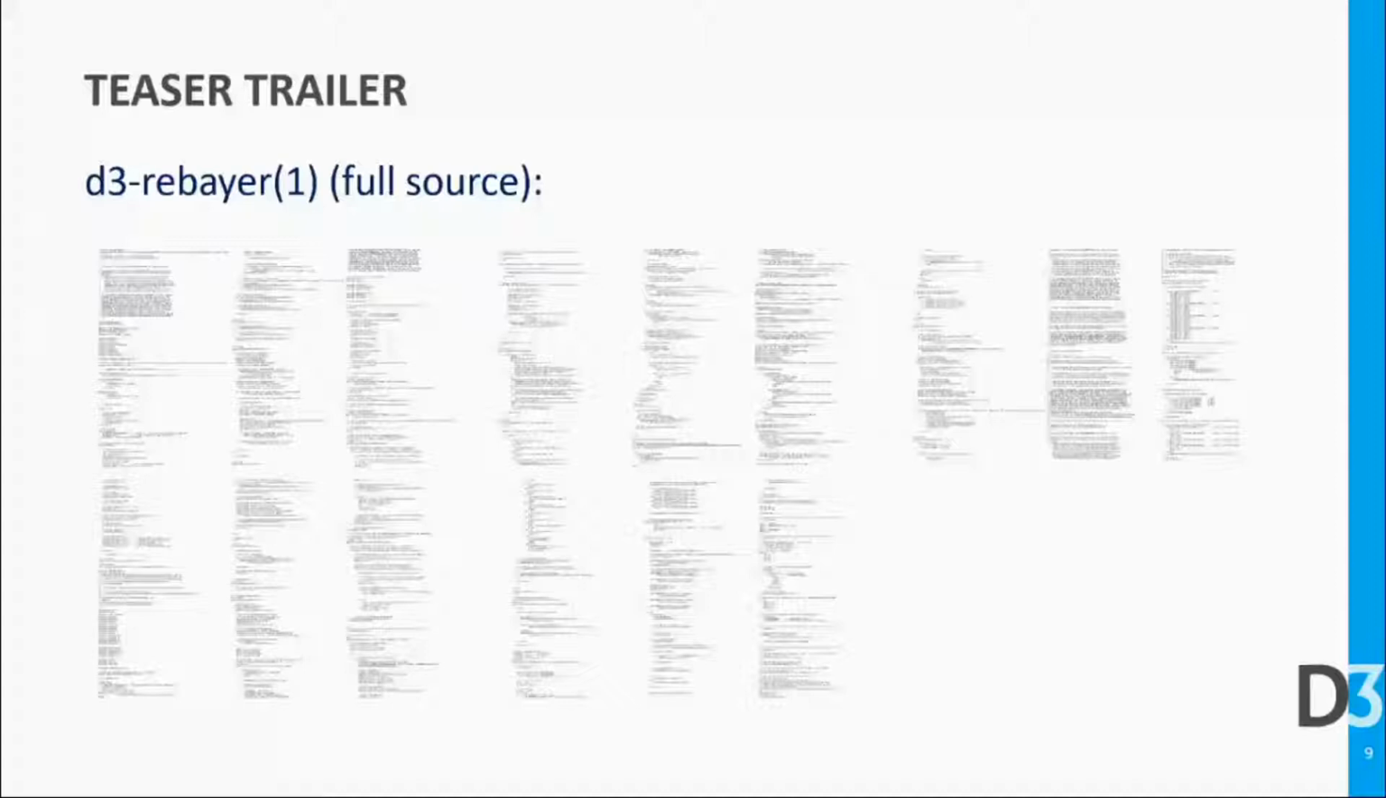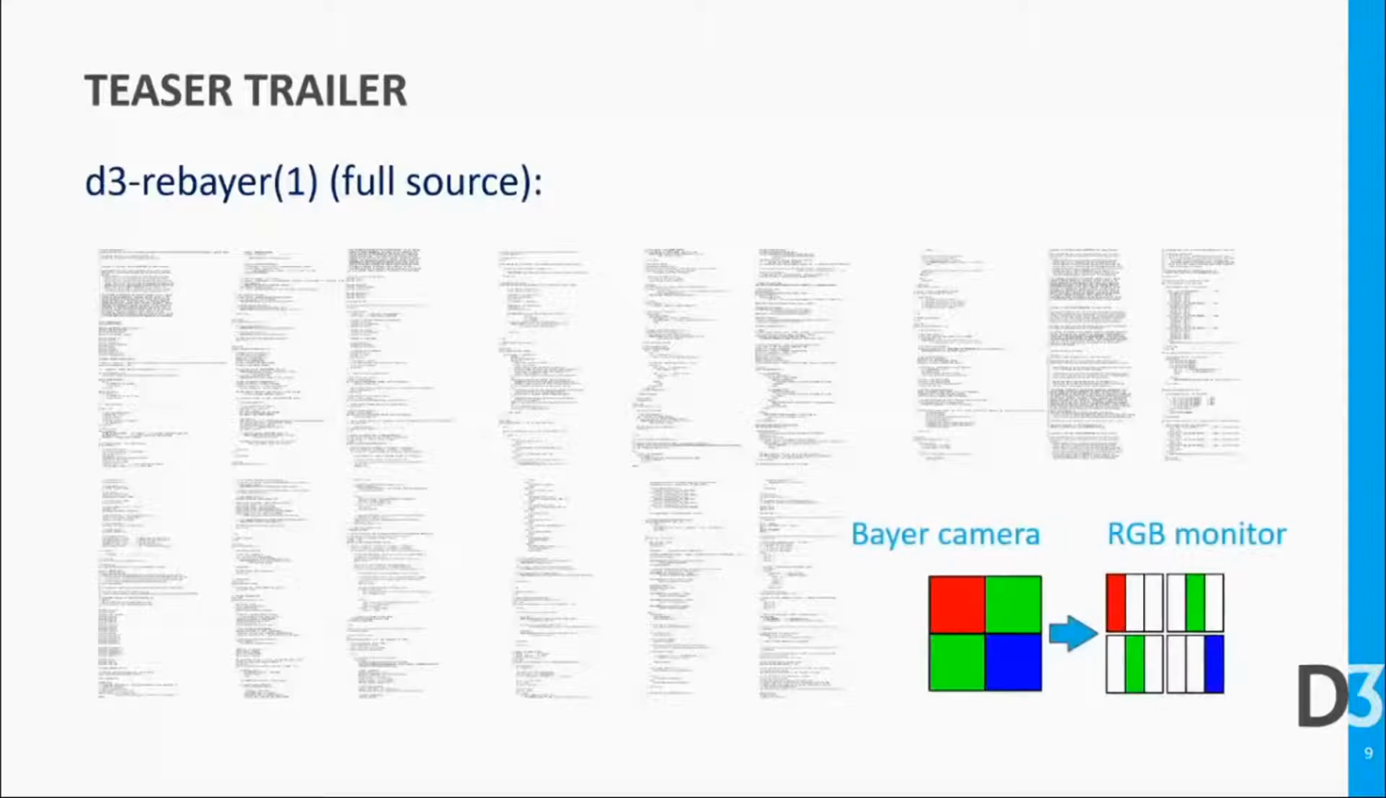So here's the teaser. This is indeed the full source. Sorry, it's an image, not copyable text, for a program that I wrote called D3 REQUEUE that takes the red, green, and blue pixels in a Bayer pattern from a Bayer camera and maps them over to the corresponding subpixels on an RGB monitor. The upshot of which is that you can view live video in color from a Bayer camera, even if you don't have an ISP configured to convert from this layout to an RGB monitor type layout.